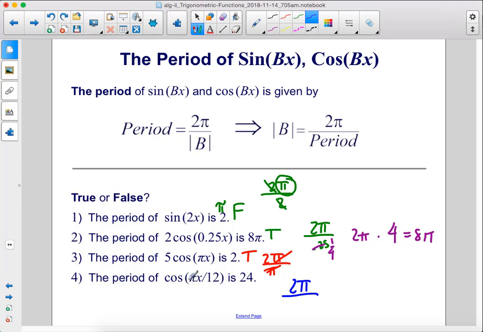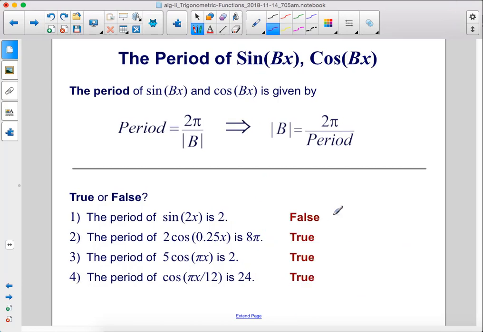Anything that's surrounding this x is going to be the b. So we have pi over 12. So what we want is then we can say that's 2 pi times, and flip the fraction, 12 over pi. The pi's cancel. 2 times 12 is 24. This is true. False, true, true, true.